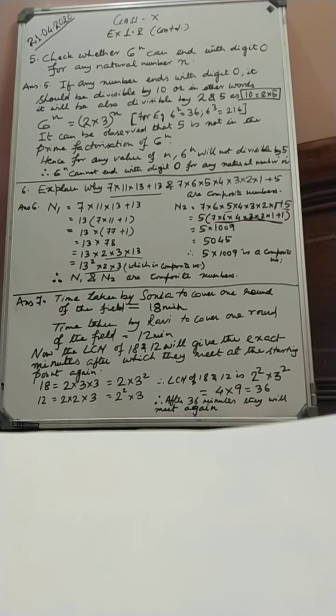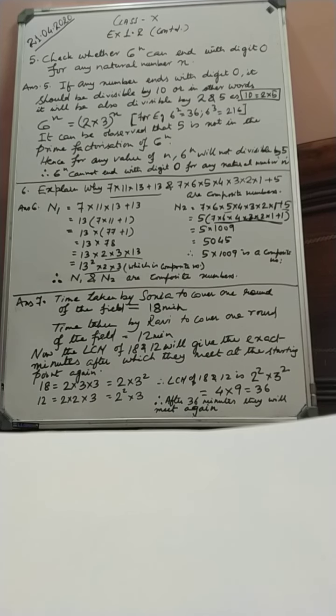Now question number 7. In your NCERT book, question number 7: there is a circular path around a sports field. Sonia takes 18 minutes to drive one round of the field, while Ravi takes 12 minutes for the same. Suppose they both start at the same point and at the same time and go in the same direction. After how many minutes will they meet again at the starting point?